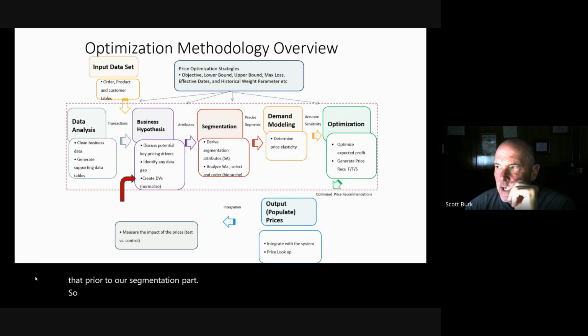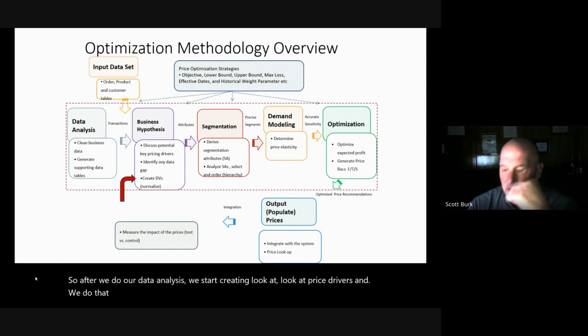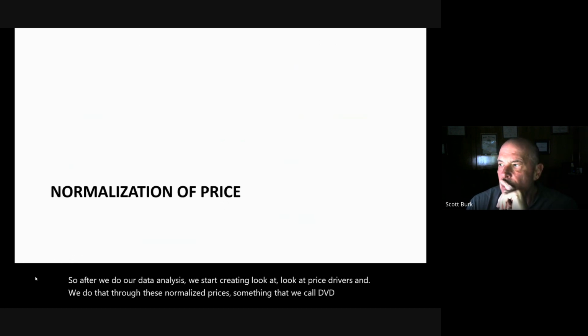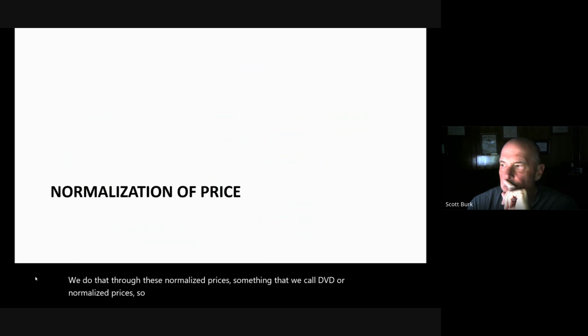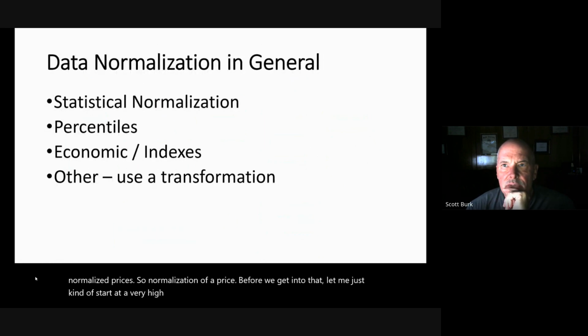So after we do our data analysis, we start looking at price drivers, and we do that through these normalized prices, something that we call DVs, or normalized prices. So normalization of a price. Before we get into that, let me just start at a very high level with why we do this stuff in general, right? So we normalize data all the time.